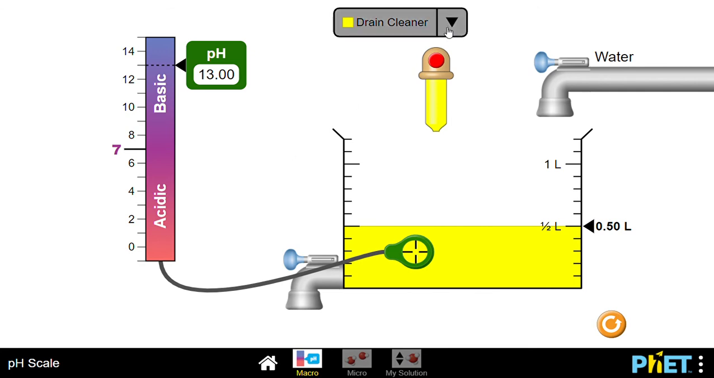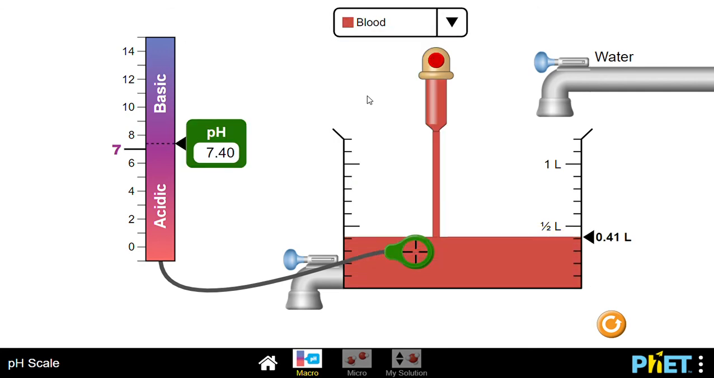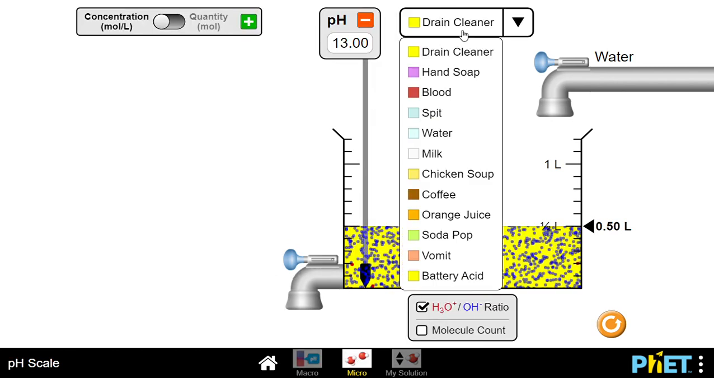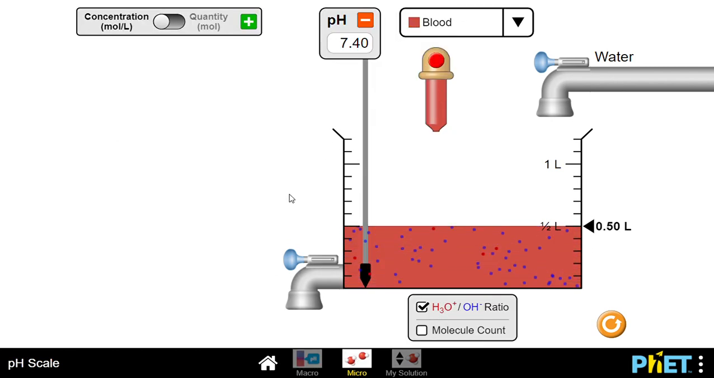Another important thing to note when talking about the pH scale is the pH of your blood. Your blood stays in a relatively neutral range, however, it does fall under the basic category, and blood stays around 7.4. This means that your blood has a slightly higher concentration of hydroxide ions than hydrogen ions.